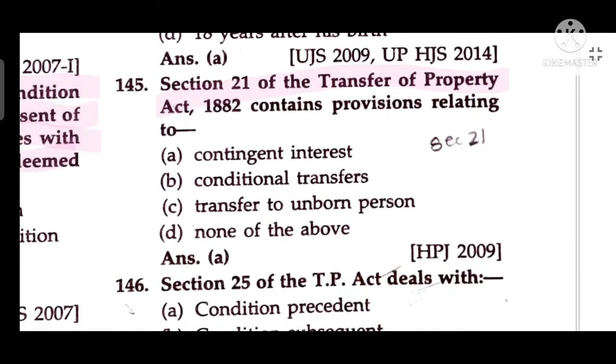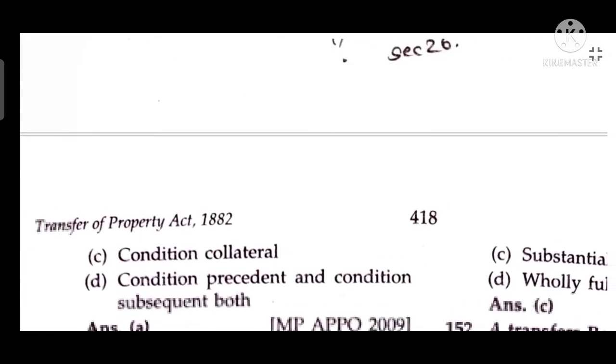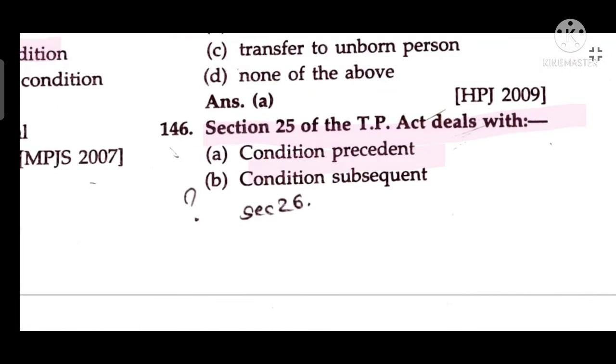Section 21 of the Transfer of Property Act 1882 contains the provision relating to contingent interest. Section 25 of the TP Act deals with condition precedent.